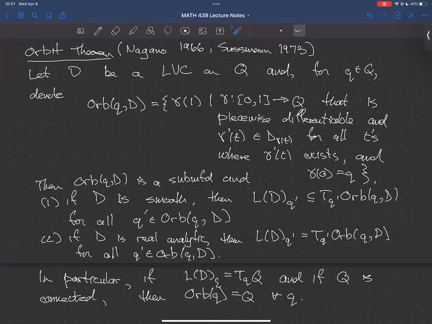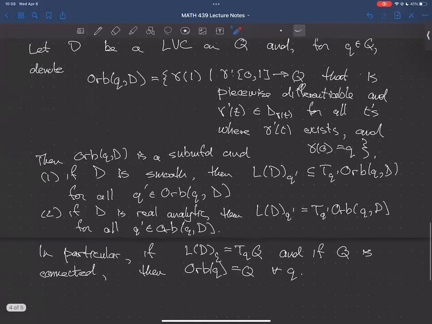And so the first statement is that the orbit is a nice thing. It's not just some crazy looking thing. It's a submanifold. Again, it's not quite a submanifold, it's almost a submanifold. It's what's called an immersed submanifold, but I'm not going to fuss about the distinction here. It's very close to being a submanifold. So that's one thing that's already nice. It tells you that if I start at a point q, then the set of points that I can reach satisfying the linear velocity constraint is a submanifold. That's already information. And then these two statements tell you something about the tangent spaces.